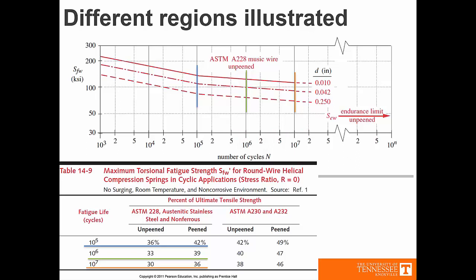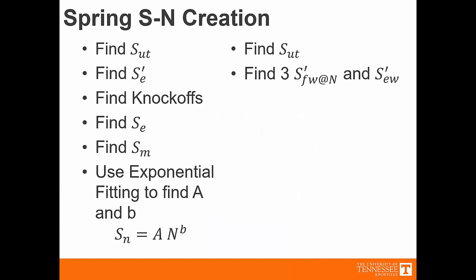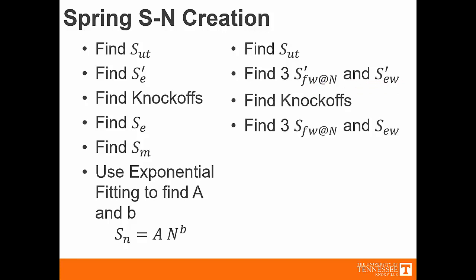So how is that going to change? Instead of the typical creation, we're still going to find ultimate tensile strength, but now instead of just one uncorrected endurance strength, we're going to find 4 values. 3 of them are fatigue strengths, and one of them is the endurance strength. And I have this W to represent wire. So this is the strength of the wire. We still have knockdowns to find. And then we find our actual values.